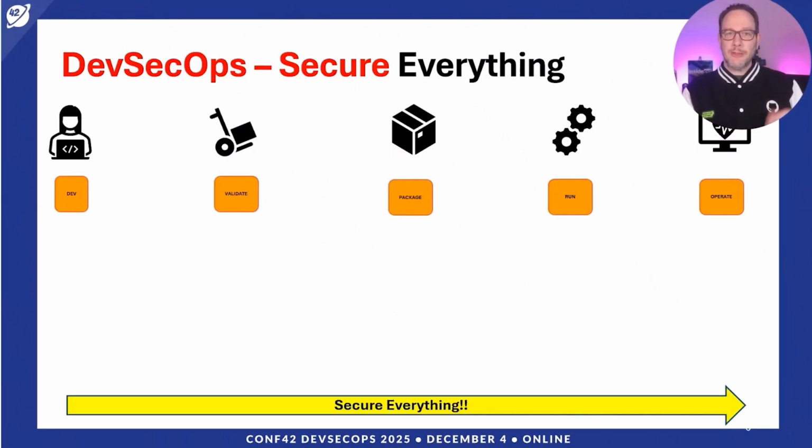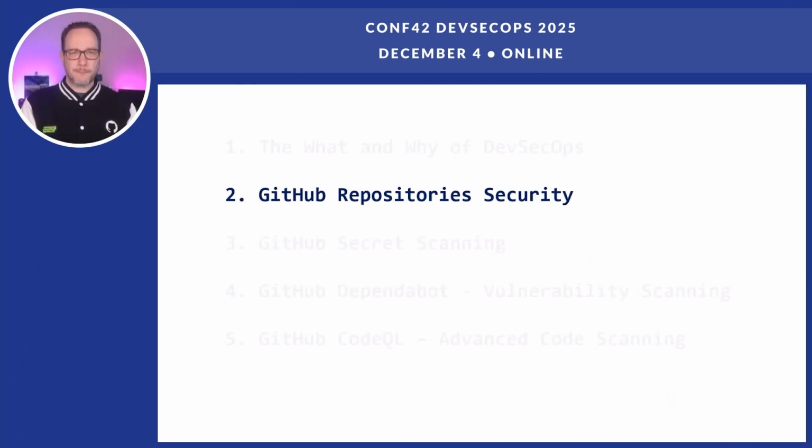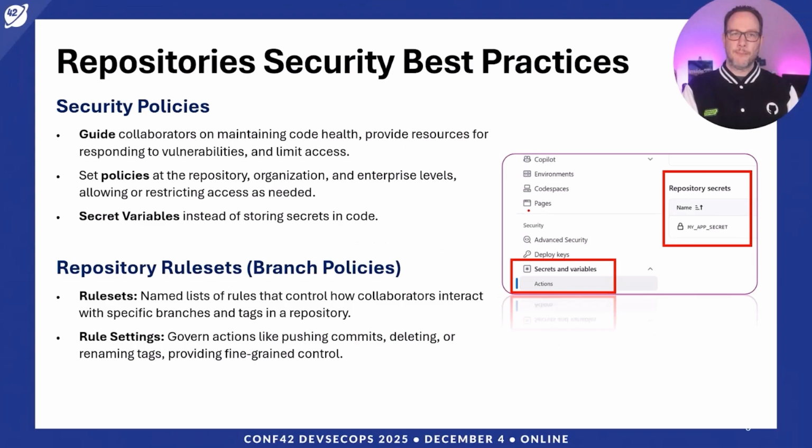Now, if we follow this stream, but now integrating security, that's DevSecOps. It means that we will try and integrate as many security capabilities as possible in each and every stage of the cycle. The list is getting pretty long, and obviously I'm going to talk about some of these features throughout my session. Now, talking about security features, let's have a look at GitHub repositories security best practices.